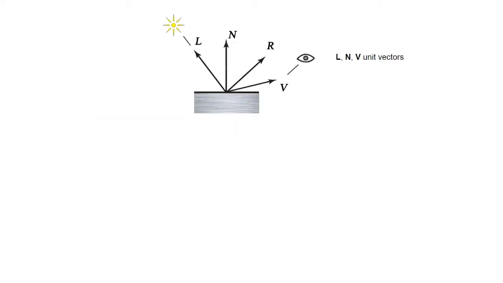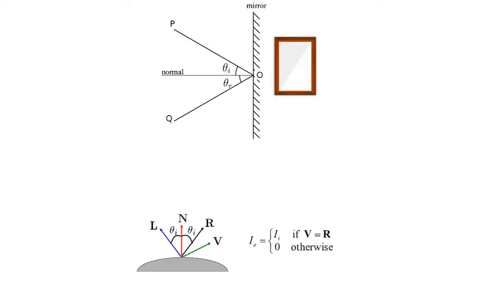We are going to stick with this convention where we have unit vector L pointing to the light source direction, unit vector N, which is the surface normal, R corresponding to the angle of incidence, and V, which is the viewing direction. Now let's see what happens if we consider a mirror surface. The incident light will be equal to the reflected light provided the viewing direction corresponds to the unit vector R.